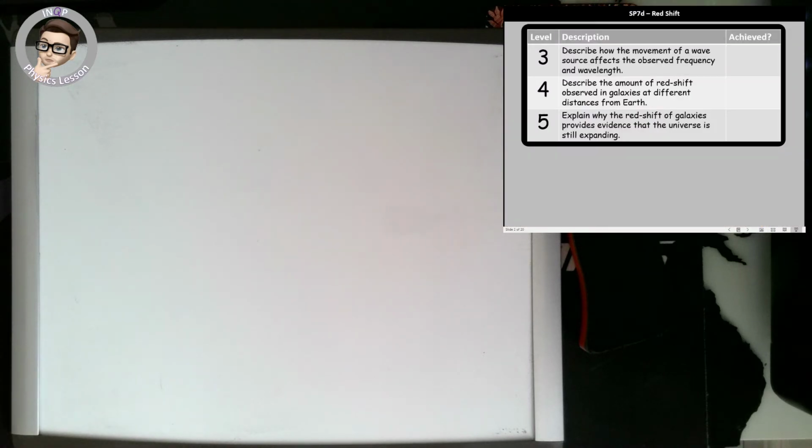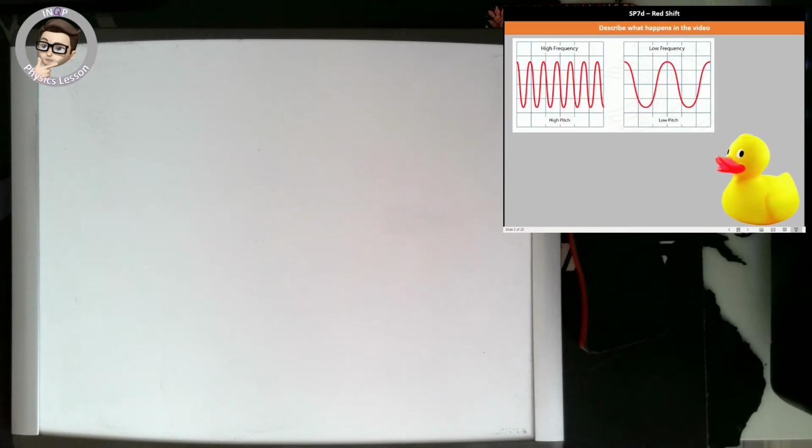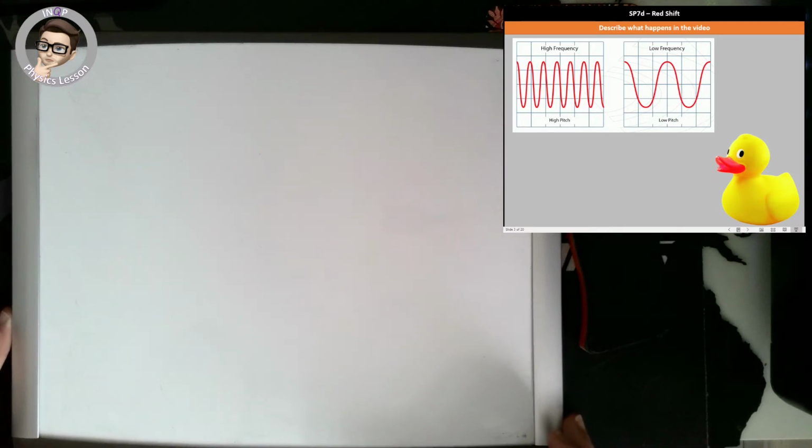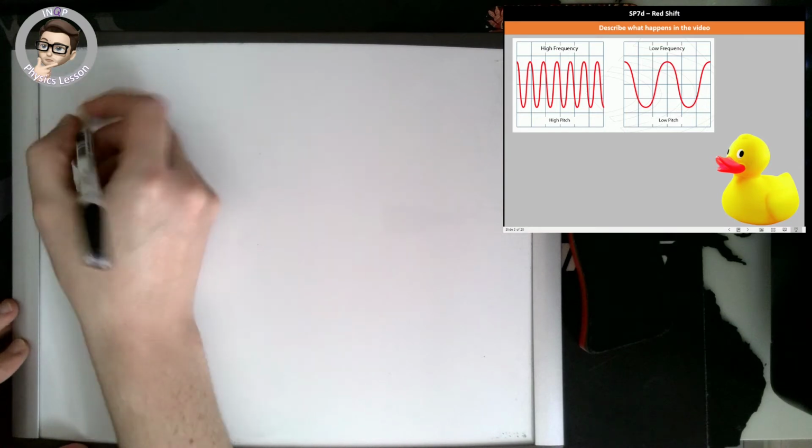We're going to be able to describe how the movement of a wave source affects the observed frequency and wavelength, describe the amount of redshift observed in galaxies at different distances from Earth, and explain why the redshift of galaxies provides evidence that the universe is still expanding. Now, before we can start, let's recap some basic physics from earlier on in your physics career.